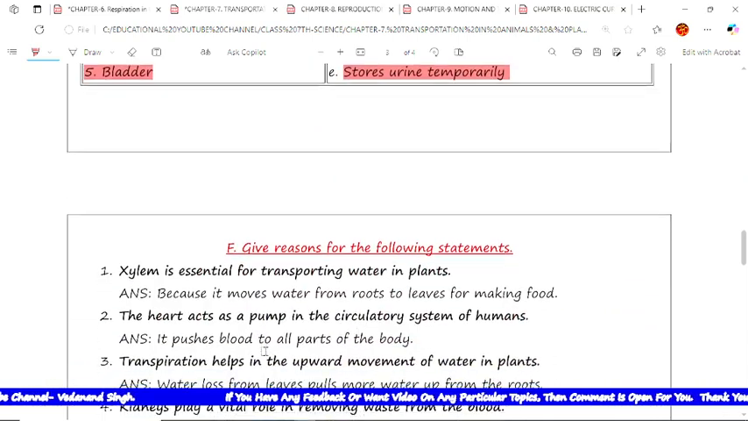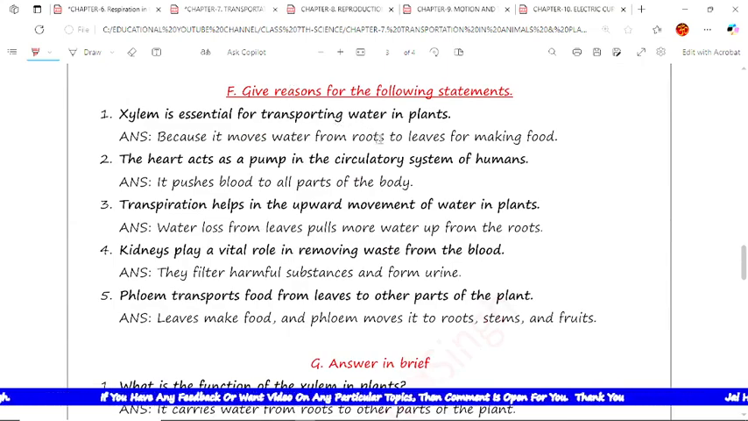Now the next part of the question is, give the reason for the statement. The statements are given here and we have to give the proper reason for each statement.